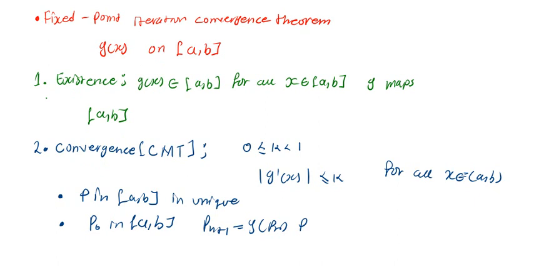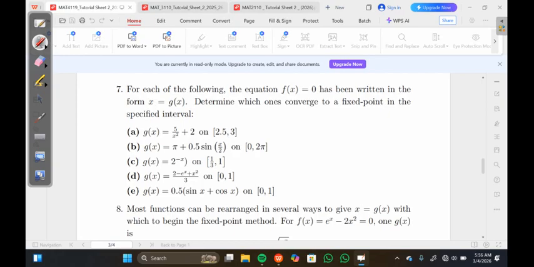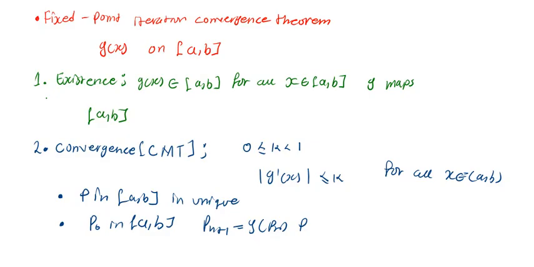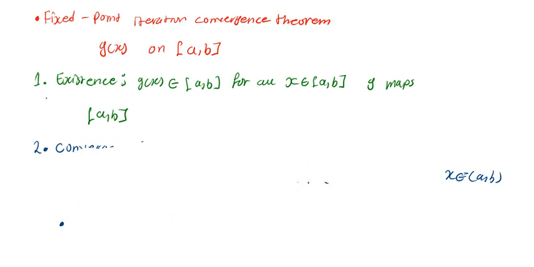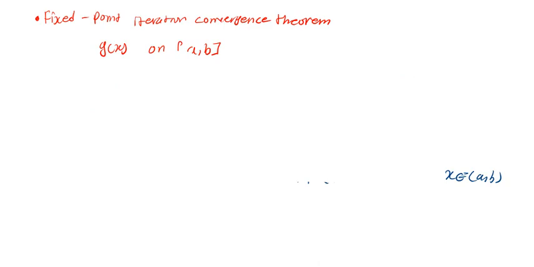Then maybe what's the last part that I can talk about before we work out the example? Now the question is, because if you look at this part, they're asking us to determine which one converges, any of these A to E. So how do you determine that convergence? Maybe a summary of how you determine the convergence.